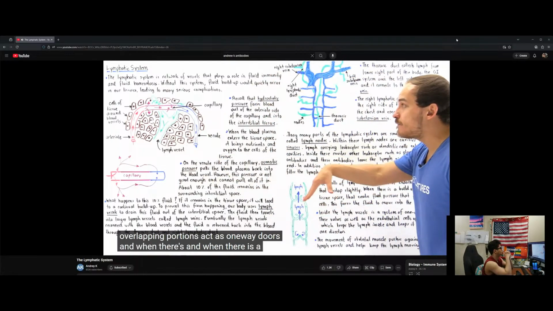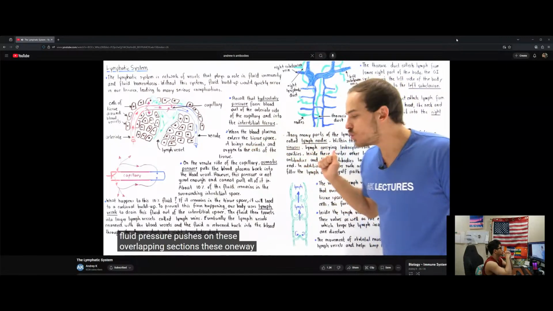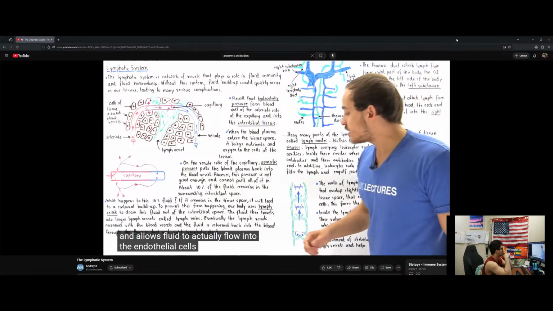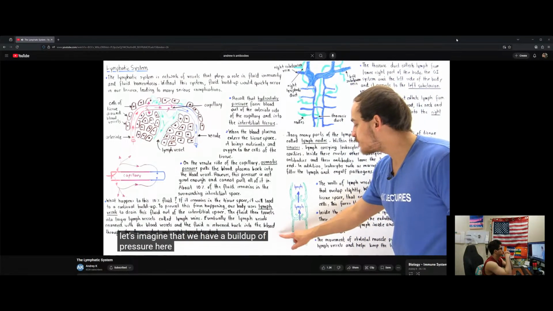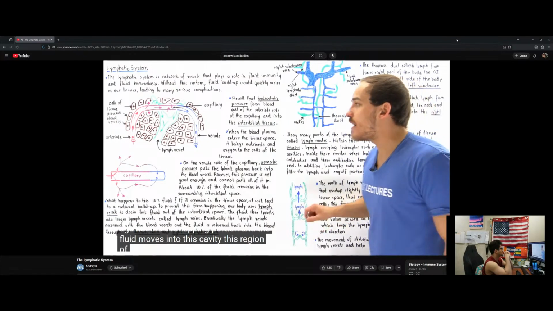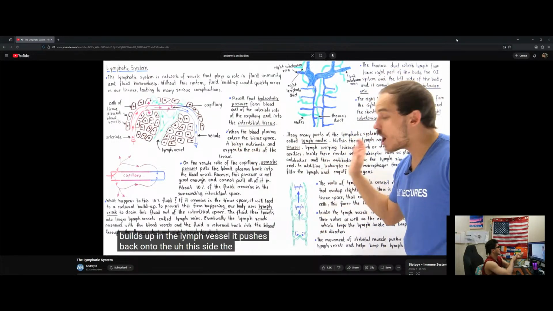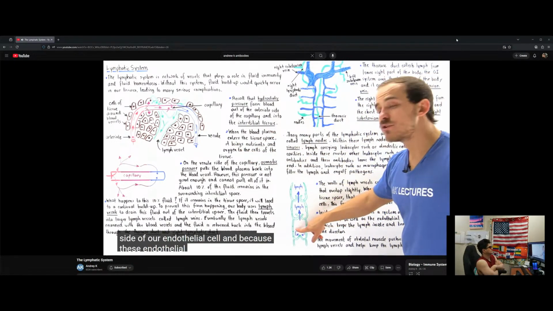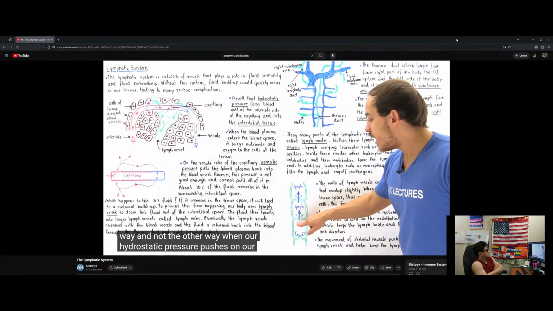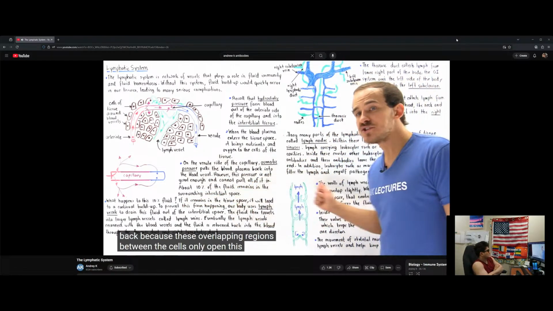And when there is a fluid buildup inside the tissue, that fluid pressure pushes on these overlapping sections, these one-way doors, and that opens these endothelial cells and allows fluid to flow in. So for example, let's imagine that we have a buildup of pressure here, and so the fluid pushes against the overlapping portion, and the fluid moves into this cavity, this region of our lymph vessel. Now, as the fluid builds up in the lymph vessel, it pushes back onto the other side of our endothelial cell. And because these endothelial cells open only one way and not the other way, when our hydrostatic pressure pushes on our cells this way, the fluid cannot escape back because these overlapping regions between the cells only open this way and not the other way.